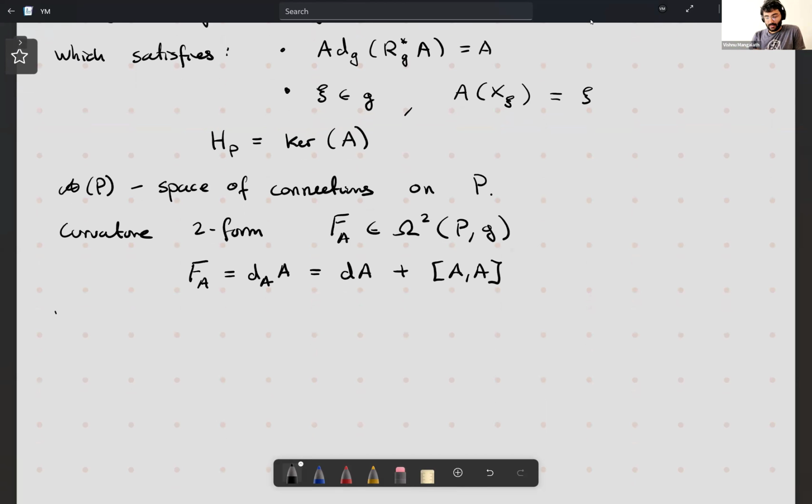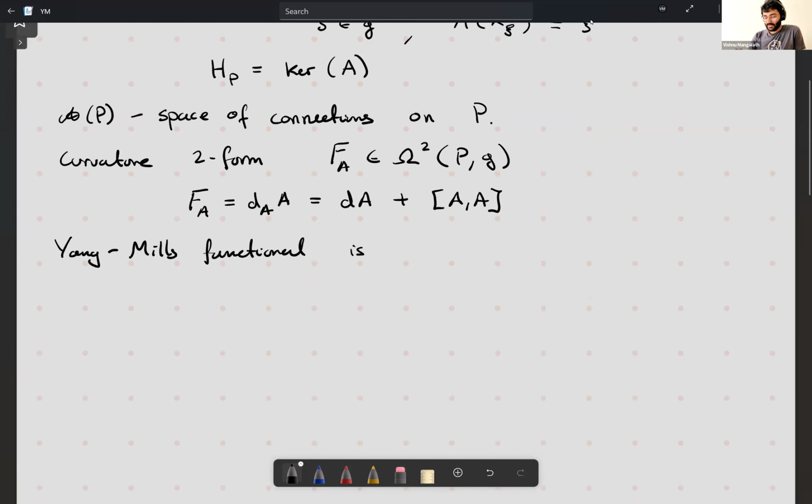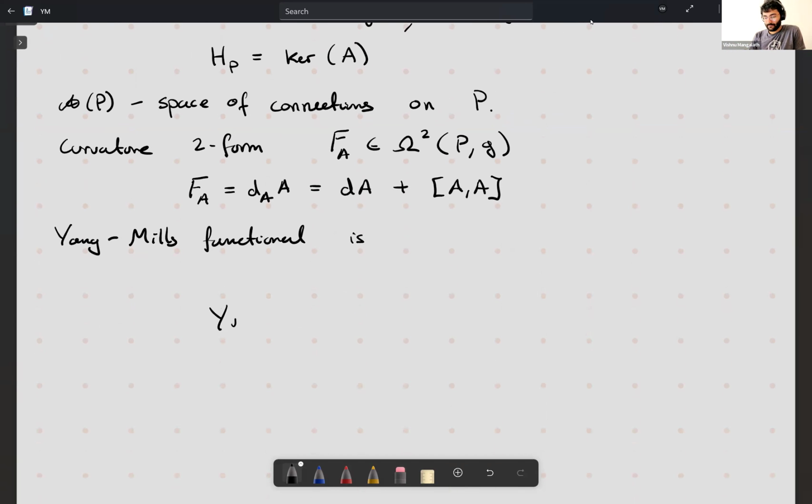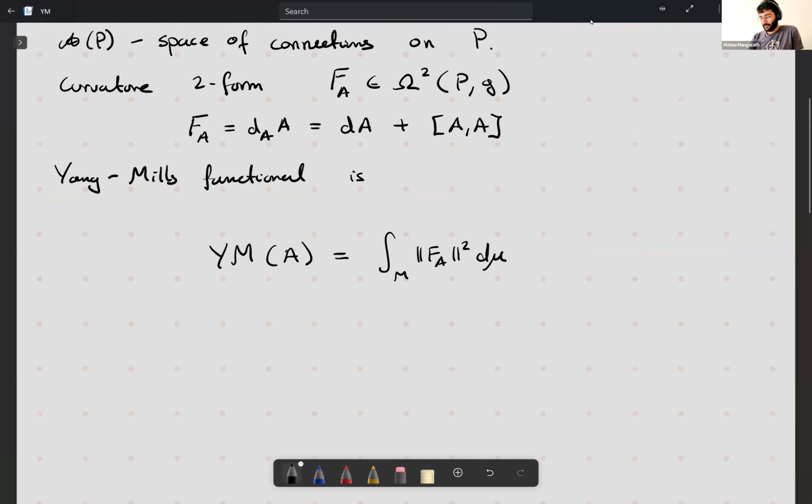Then the Yang-Mills functional is given by this integral here. So associated to a connection form, we have the integral over M of the norm of F_A squared over M.